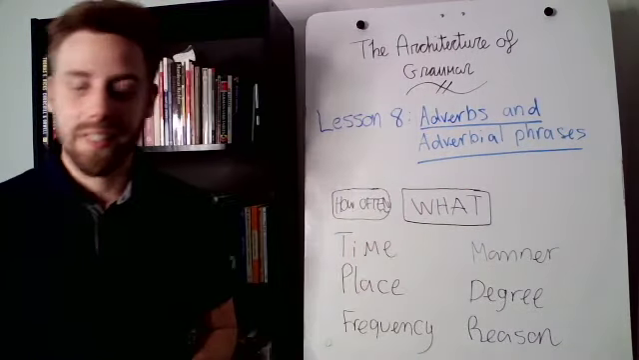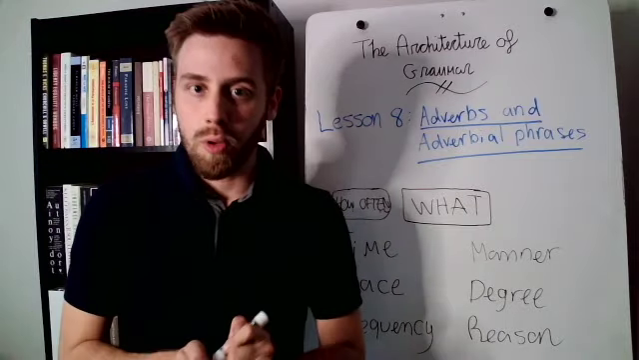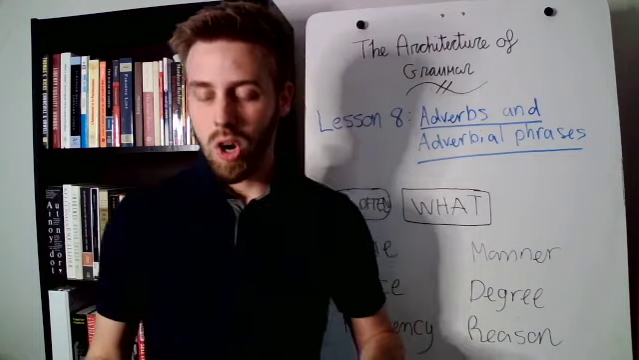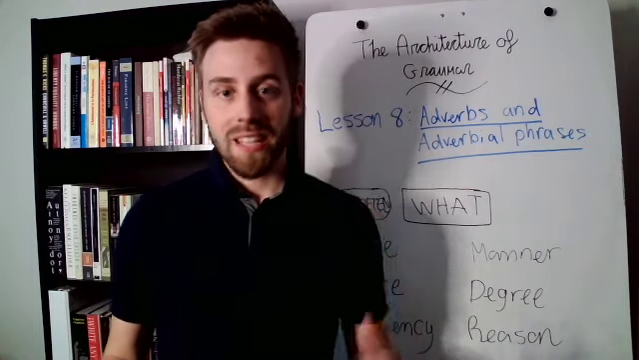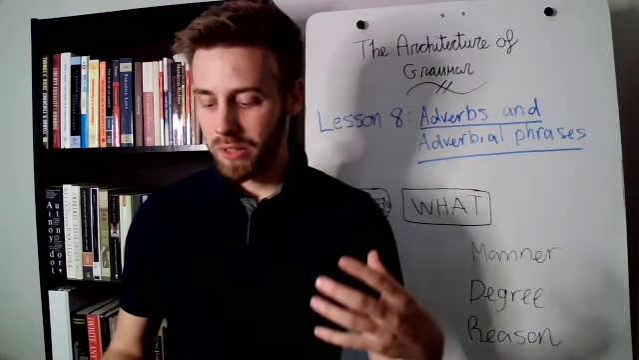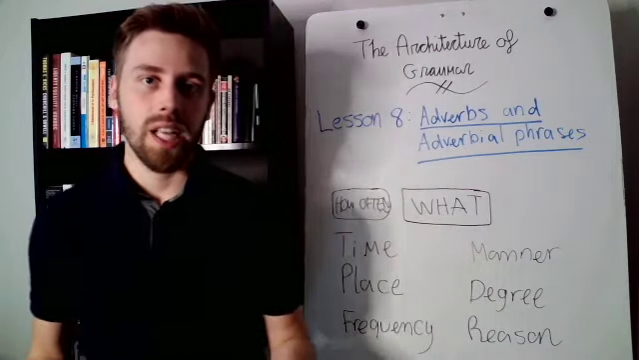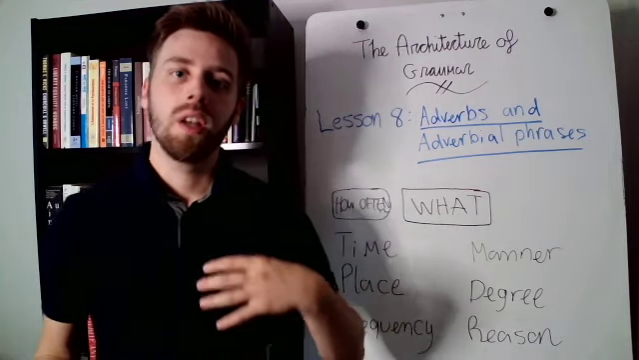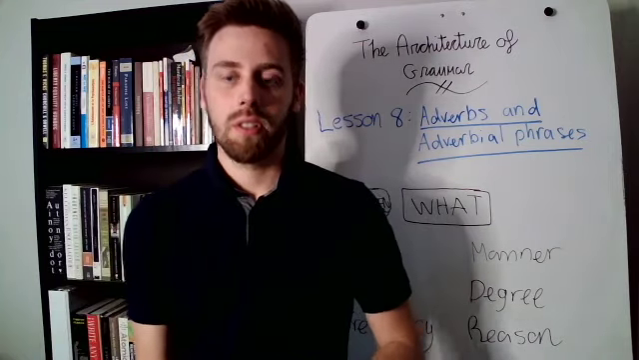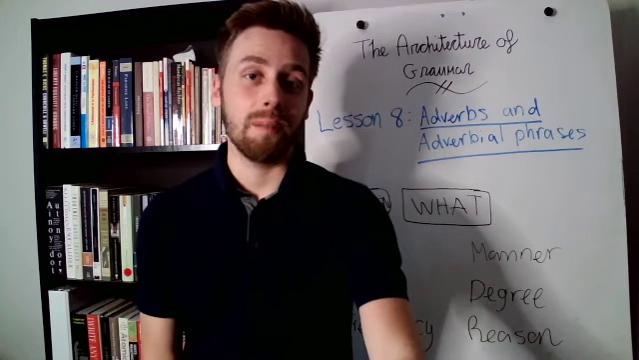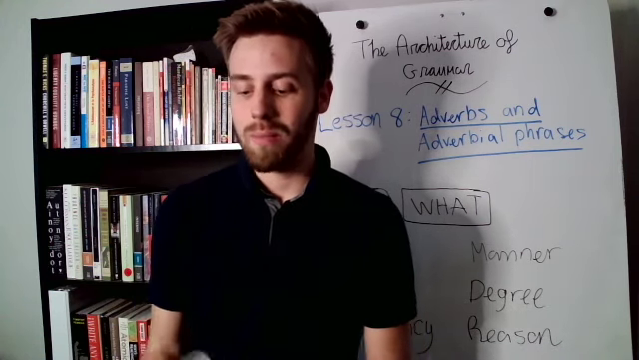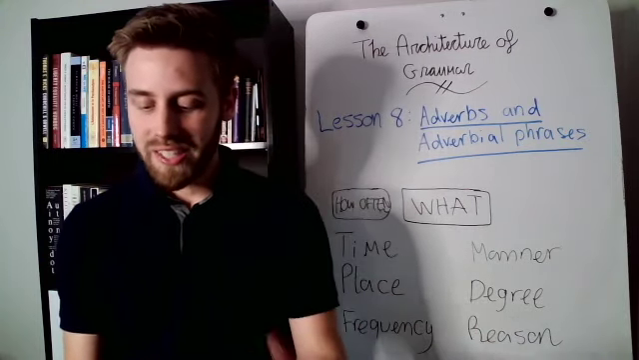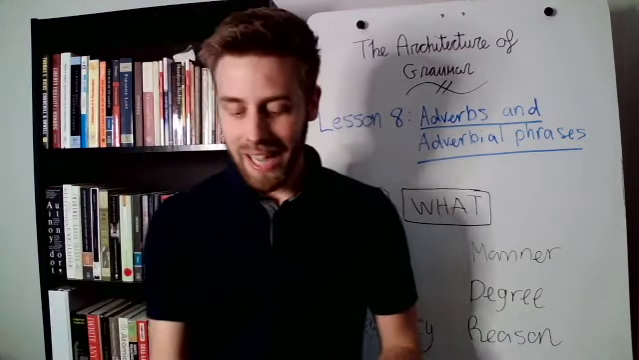So let's go over some examples taken directly from the book, The Architecture of Grammar. One example of an adverb of time would be: yesterday, Léandre bought a penthouse. So yesterday indicates the time. It's an adverb of time, so it's the when. So yesterday, Léandre bought a penthouse. An adverbial phrase of time would be: last year, Léandre bought a penthouse.